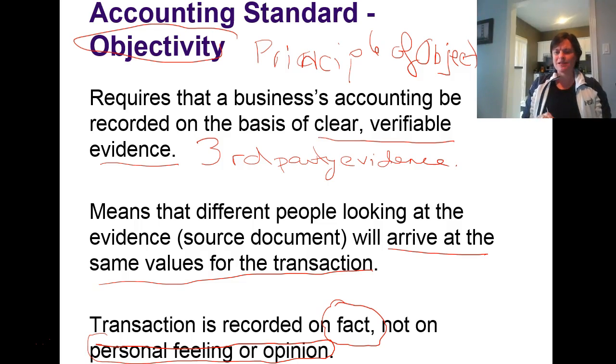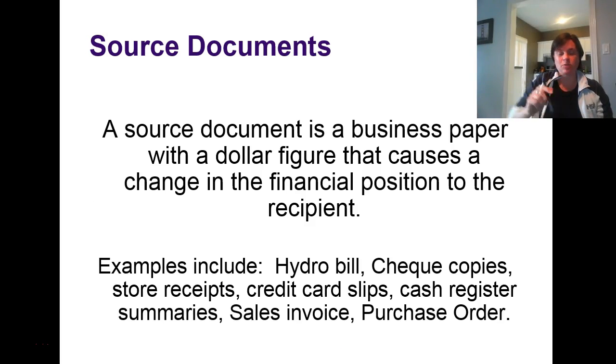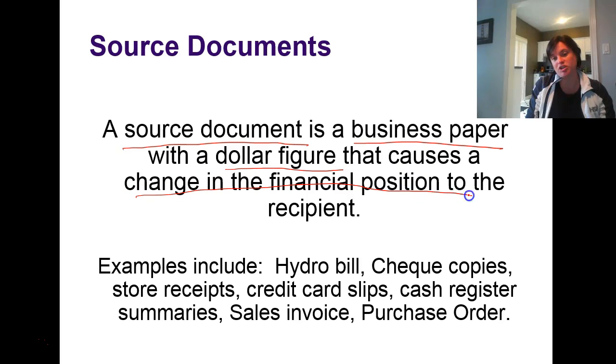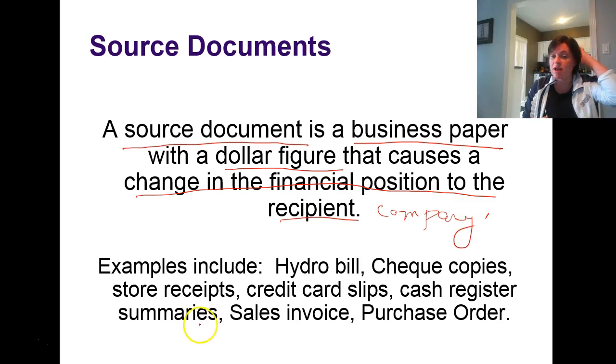So, what does evidence look like? Well, in accounting we use something called source documents as our evidence. So source documents, you've probably not heard this term before. A source document is, but you've actually had lots of source documents. It's a business paper that has a dollar figure on it that causes a change in financial position to the recipient, in this case to the company. Okay? And so these can be lots of things, and you've seen these before. A hydro bill is an example, a check.